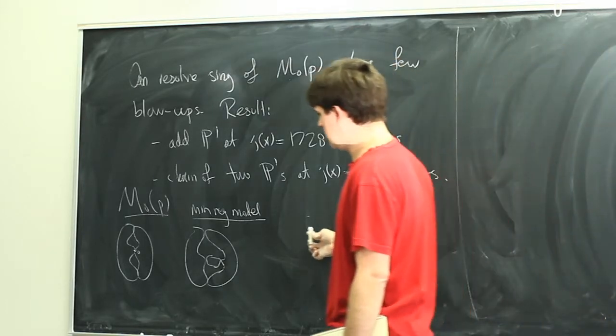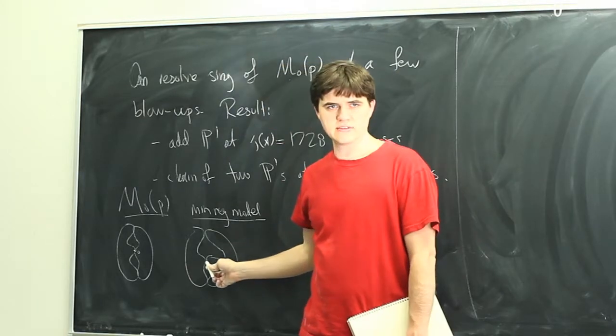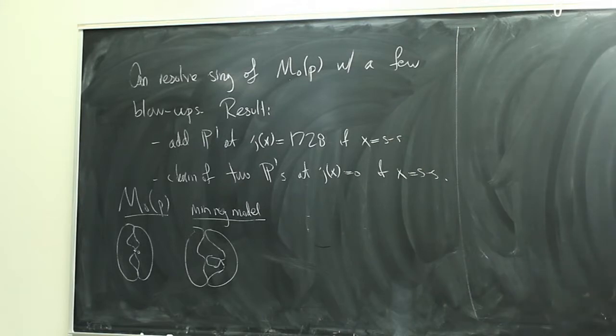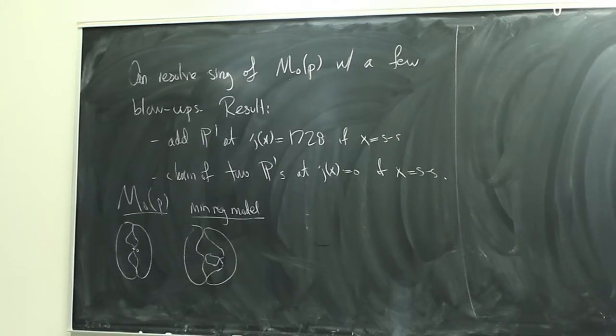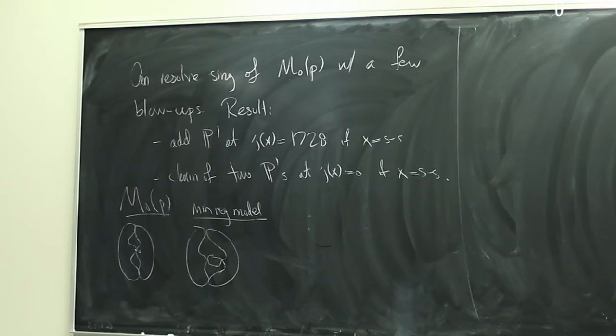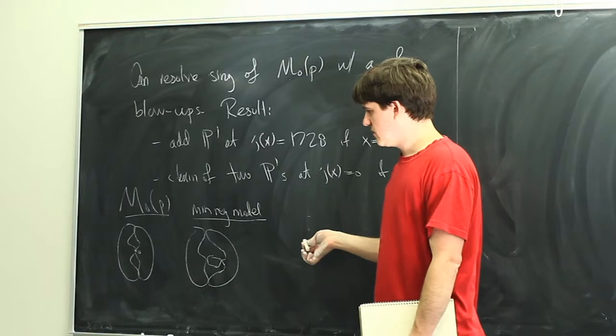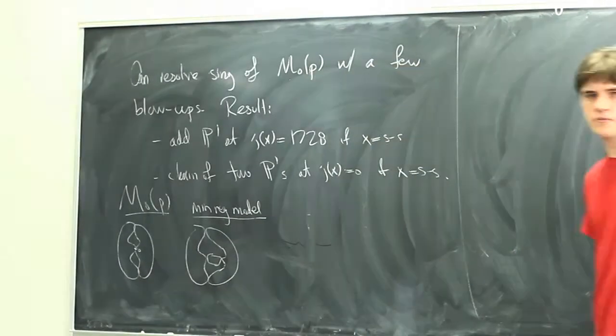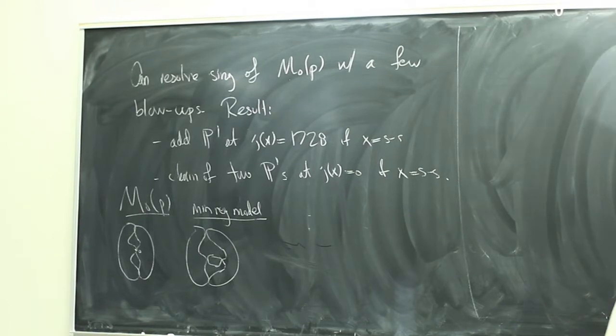So the special fiber of the minimal regular model is not irreducible, but all the components look like P1. And it's still reduced, and the crossings are still just nodal singularities. And so the special fiber of the Néron model, thanks to this theorem of Raynaud, is going to be Pic^0 of this thing. So we need to understand what Pic^0 of that looks like. And that's some nice thing.